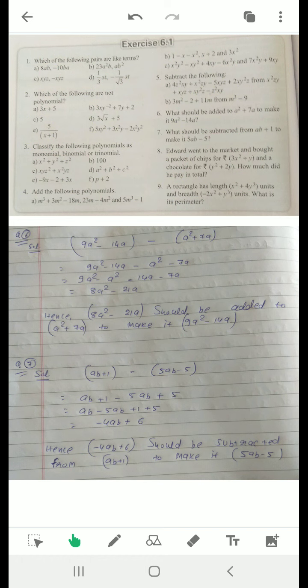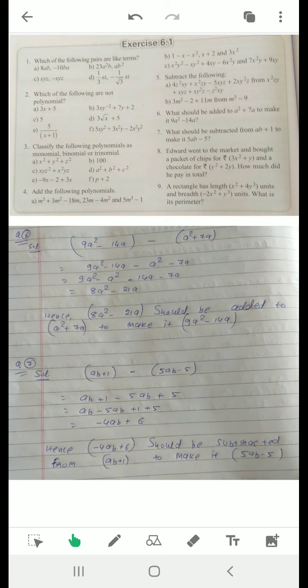So here also, we need to find what should be added to a square plus 7a to make 9a square minus 14a. This is the case of polynomials, but the rule will remain the same. From the second polynomial, we will subtract the first polynomial and we will get the answer. So here in the solution, I have written the second polynomial at the first position, then the first polynomial, and then we will subtract.